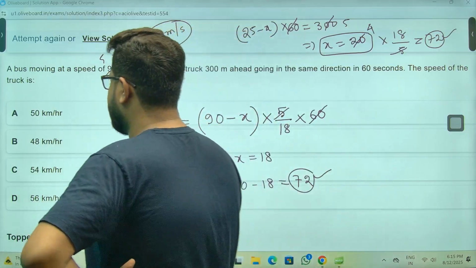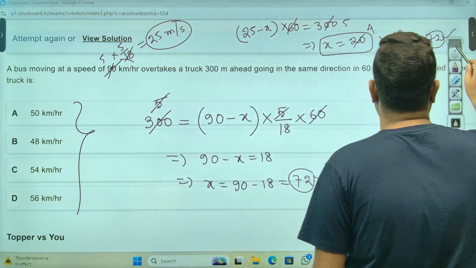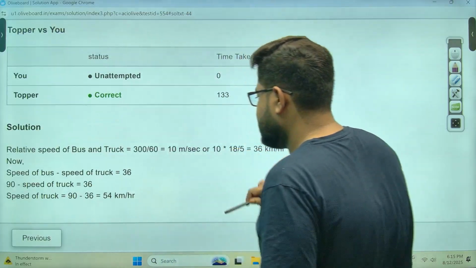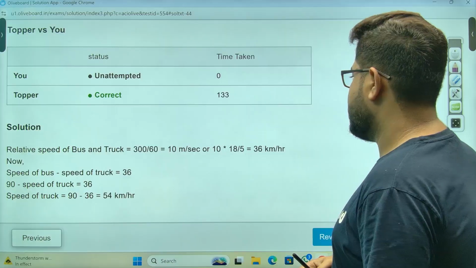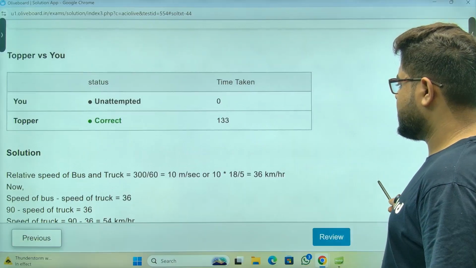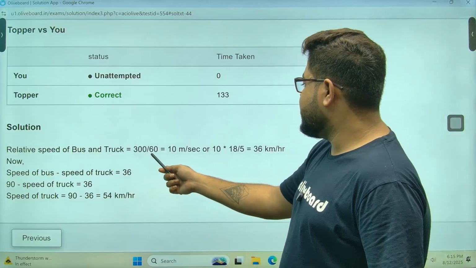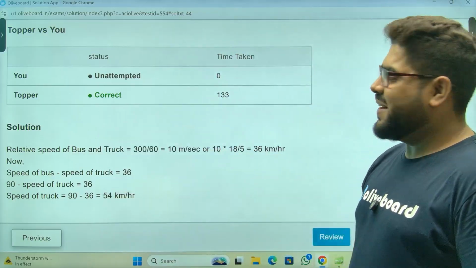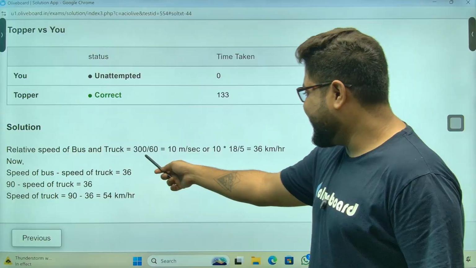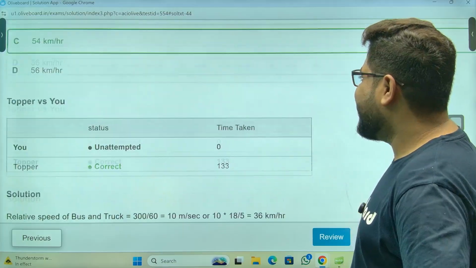Sir, there is some problem in the option. There is some definite problem in the option. I don't know. I can view the solution. Bus and the truck. 300. What a calculation. 300 by 60 is 10. Wow. And we are kind of stuck. 300 by 60 equal to 10, they have written.